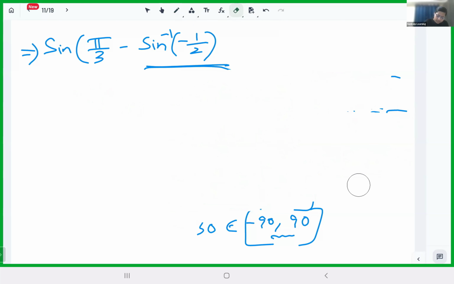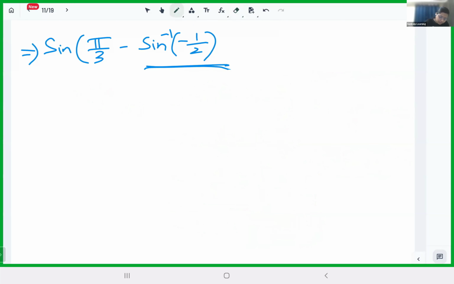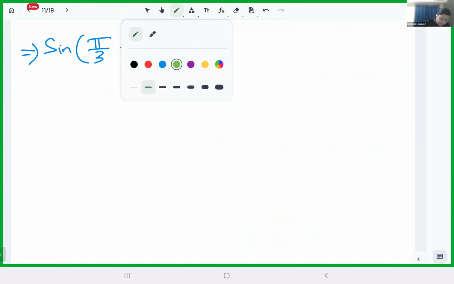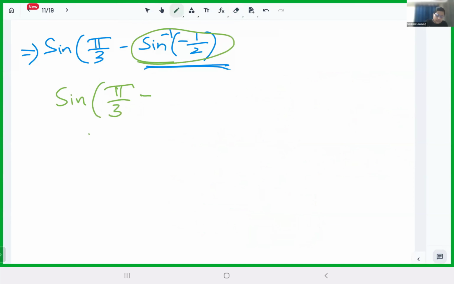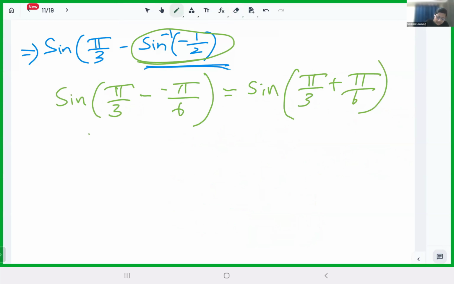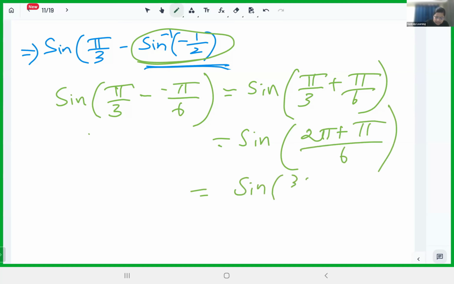So we have found out a part of this question. Now we are going to apply that one, that is sine of pi by 3. There is already a minus. Now we got the value of sine inverse of minus 1 by 2 as minus pi by 6. So this is equal to sine of pi by 3 plus pi by 6. If you cross multiply this, this will become 2 pi plus pi by 6, isn't it? So that is equal to sine of 3 pi by 6, and if I cut short, it will become sine pi by 2.